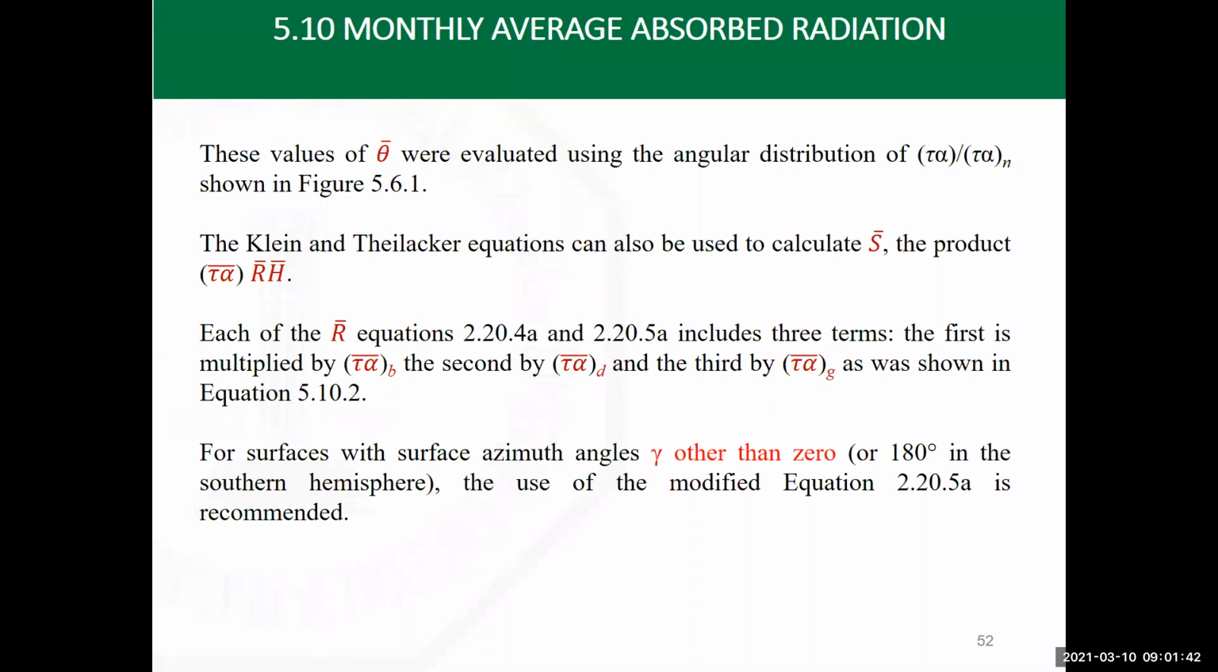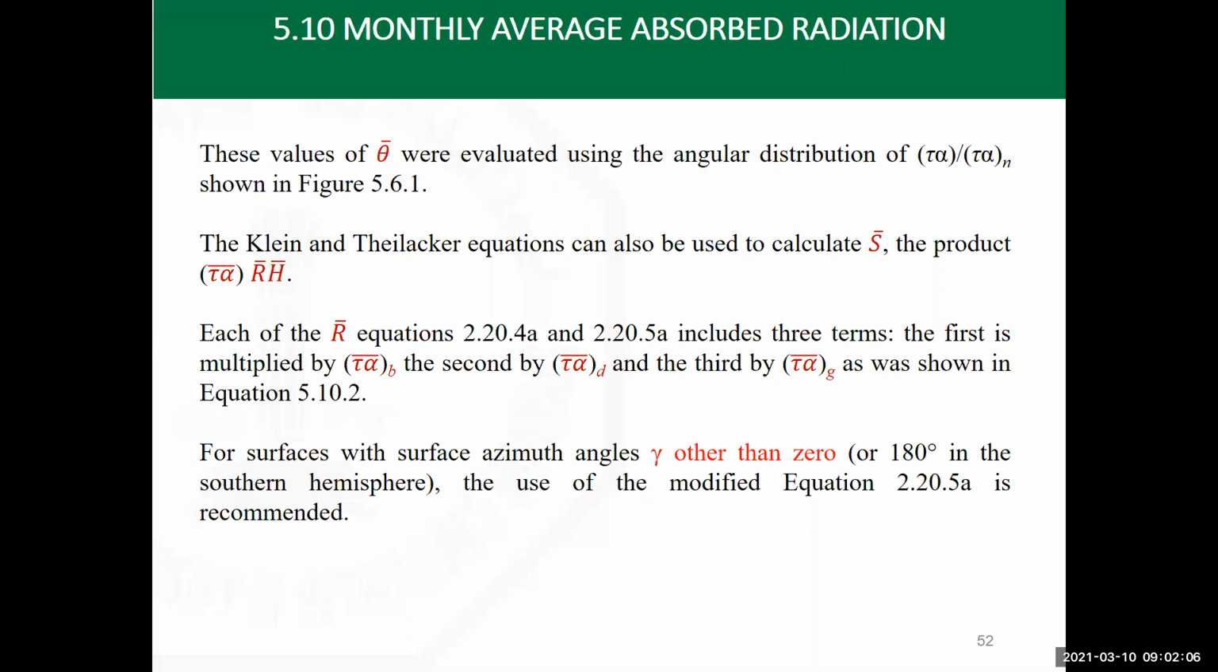These values of theta are evaluated using the angular distribution of tau alpha over tau alpha normal from figure 5.6.1. It is showing where Klein has obtained his values, and then the Klein and Theilacker equations can also be used to calculate S. So they developed the figures and provided equations for the calculations as well.